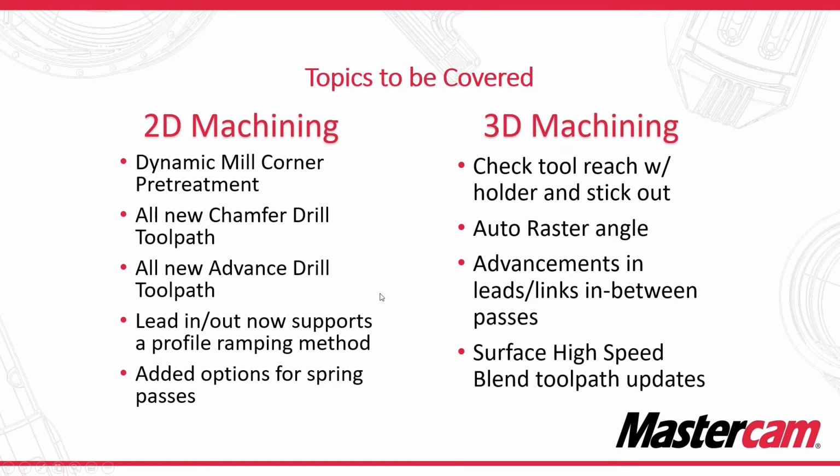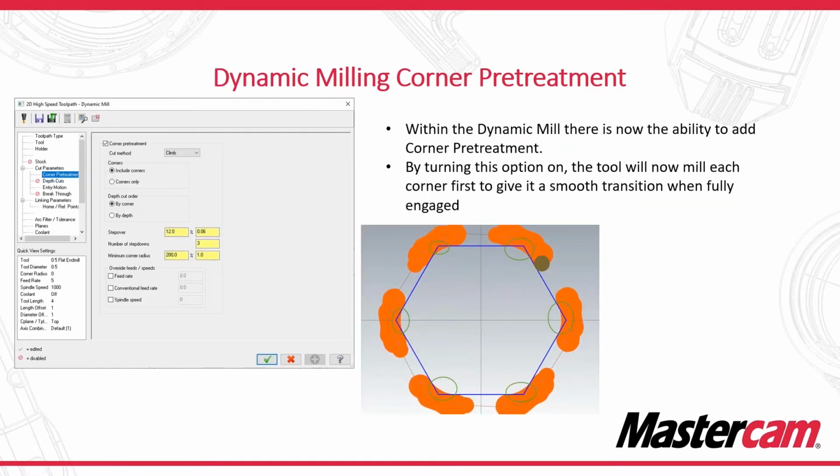So the first thing we're going to go over is the new dynamic milling corner pretreatment. Within our dynamic milling toolpath, there's now an extra cut parameter called corner pretreatment. Essentially, this is for telling our tool to round our corners off before fully engaging in its first cut. Why people might use this is, say, our raw stock wasn't cut perfectly. It's not very square. We're concerned about the corners. Maybe there's really hard material and we want to cut the corners first. Well, this is exactly what this toolpath will do now. So I'm going to hop into Mastercam.